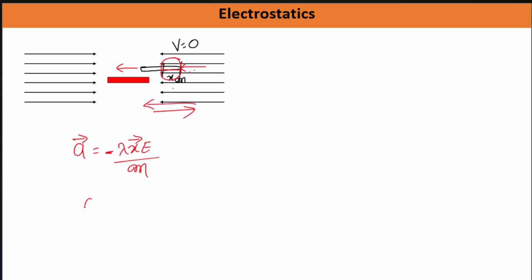So if you look carefully from here, a is directly proportional to minus x. This is a case of SHM. So when this rod is traveling inside the region of electric field, basically that is simple harmonic motion. Done? So it will be like this.